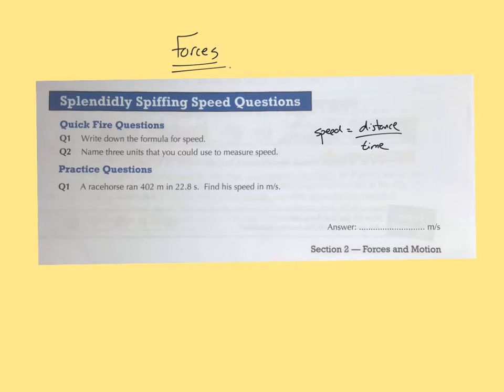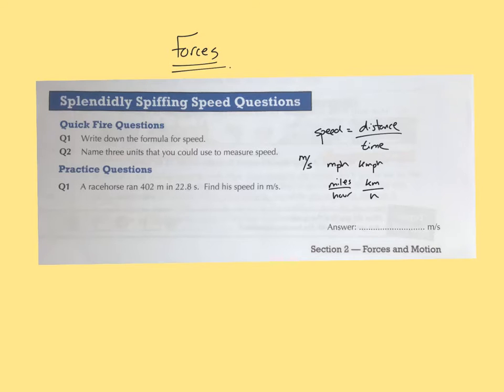Name 3 units you could use to measure speed. Well, the standard one is meters per second, but you could also use miles per hour, or kilometers per hour. Miles per hour can also be written as mph, and kilometers per hour can be km/h. So meters per second is the main one, with miles per hour and kilometers per hour in either version the next two. There are others. You could have centimeters per day, for example, depending on what you're measuring.